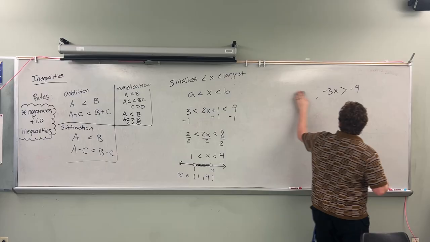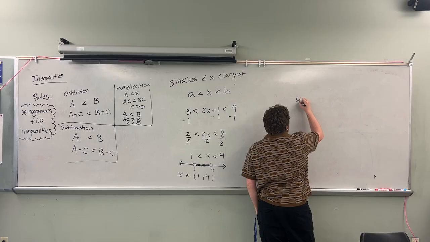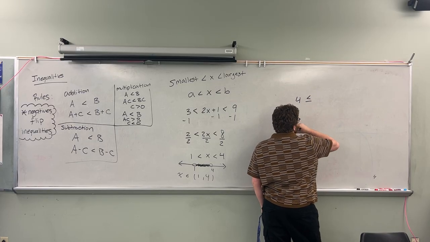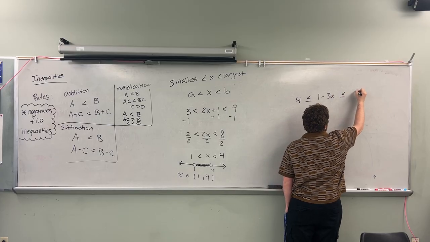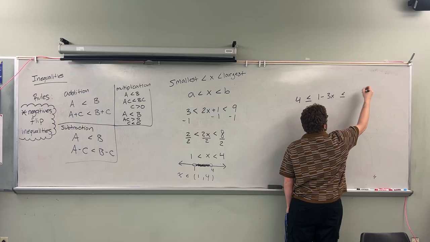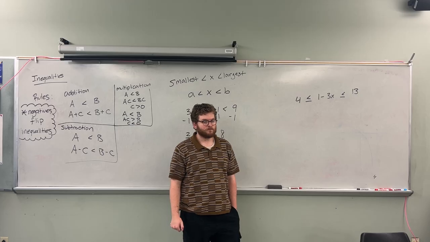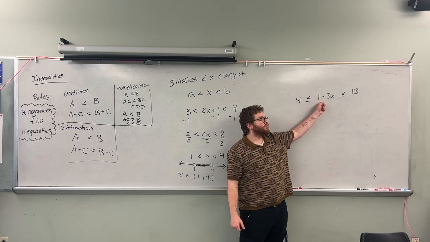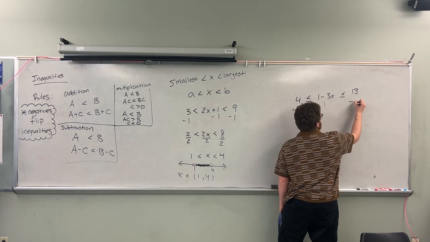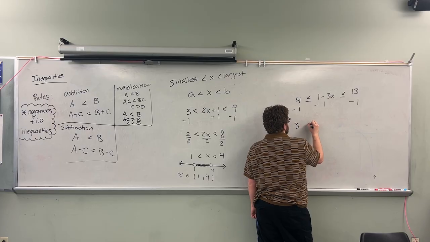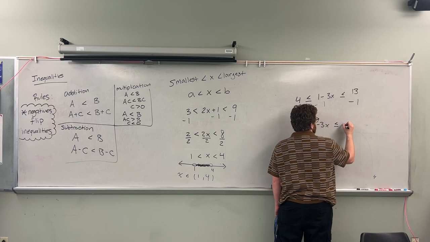Now an example to highlight this negative phenomenon. What if I have 4 less than or equal to 1 minus 3x less than or equal to 13. So I want to get rid of this 1 here. I'm going to subtract 1 from all 3 pieces. So I get 3 less than or equal to negative 3x less than or equal to 12.